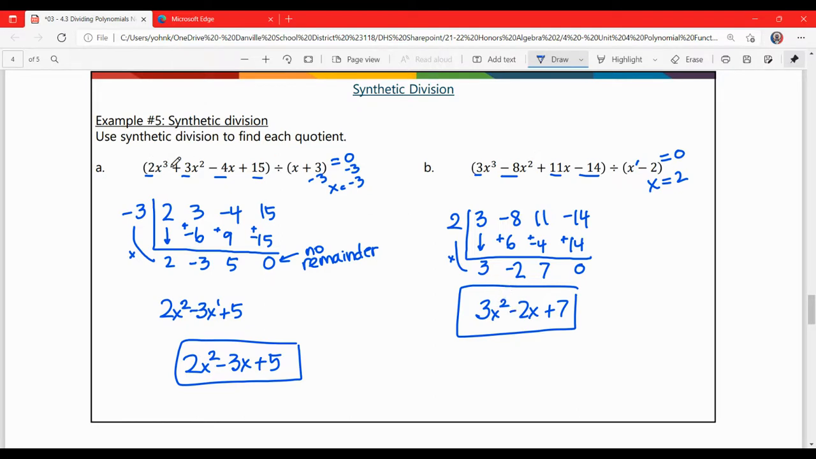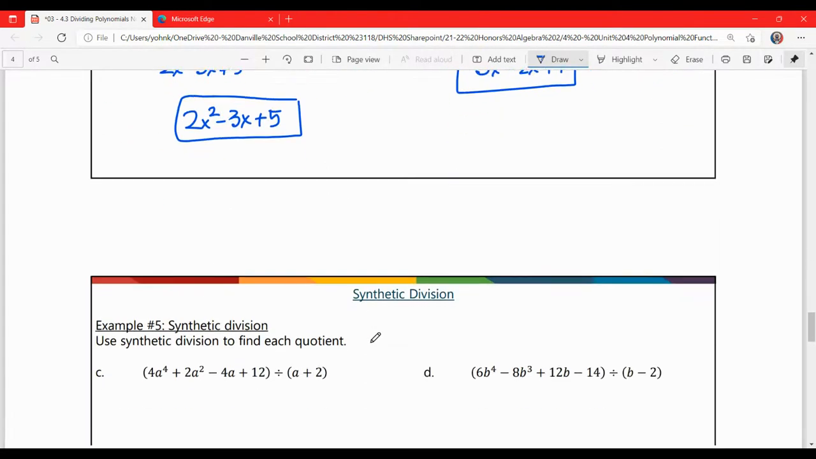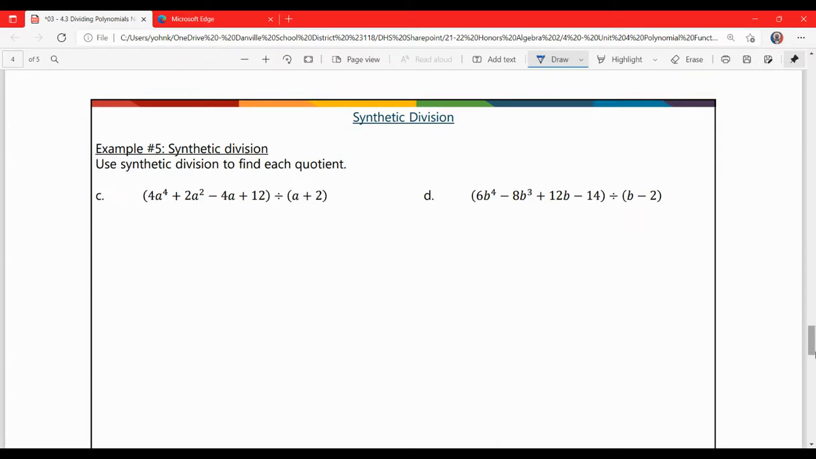Look at letter A. I have a cubic divided by a linear. 3 minus 1 is 2. I have a quadratic left over. All right, let's take a look at some more.